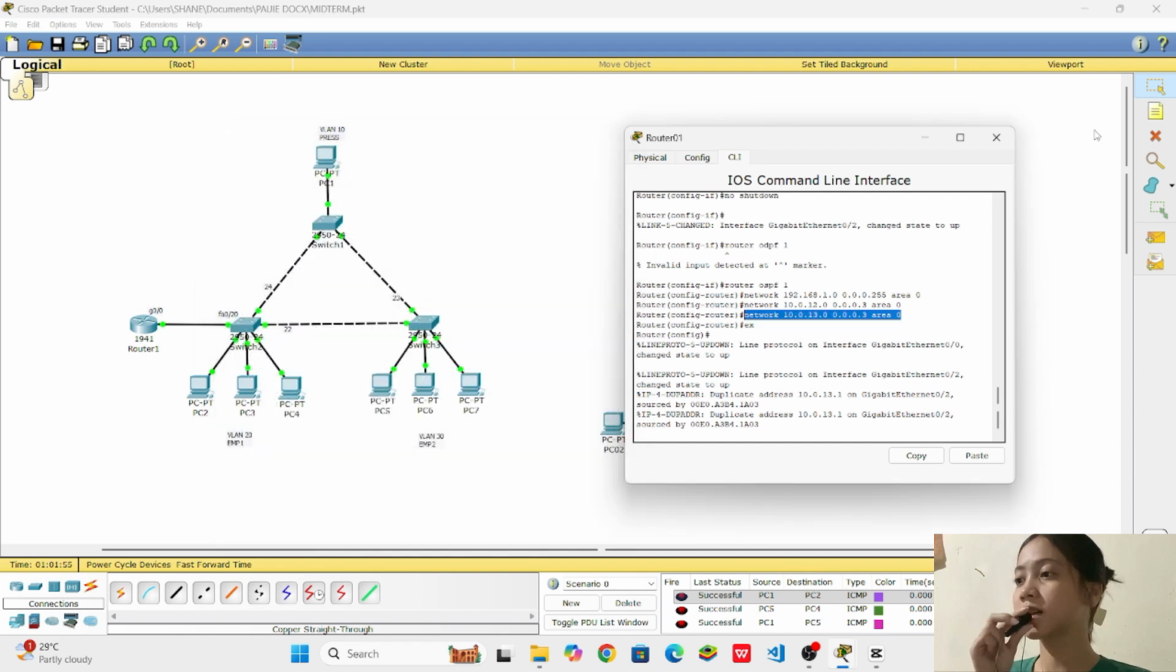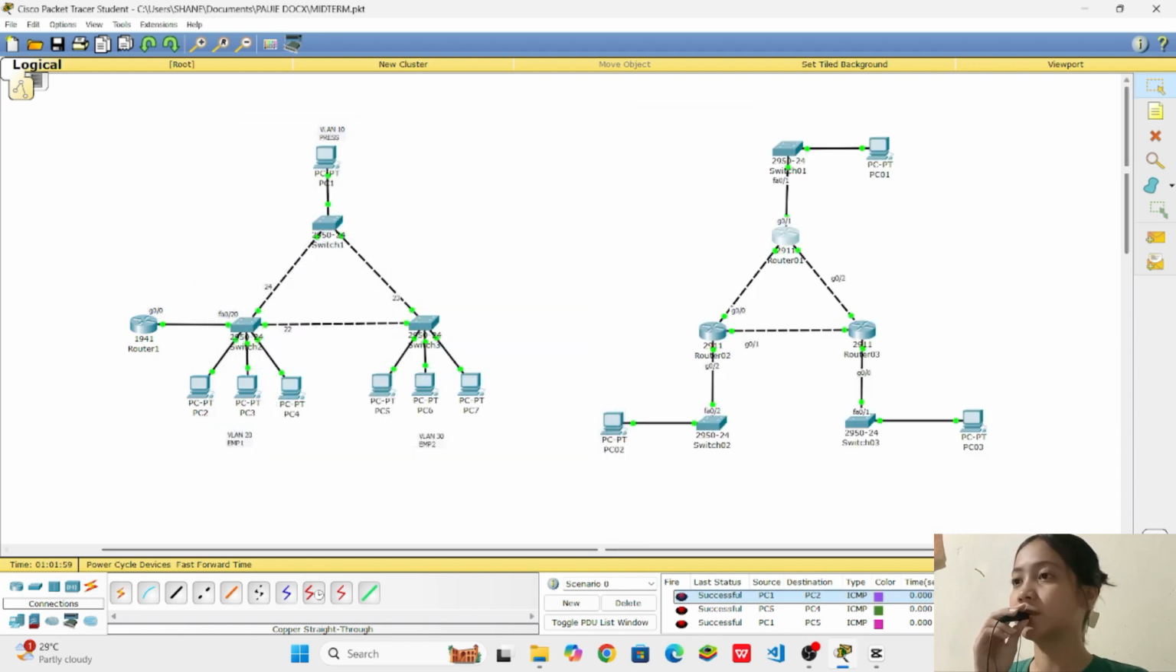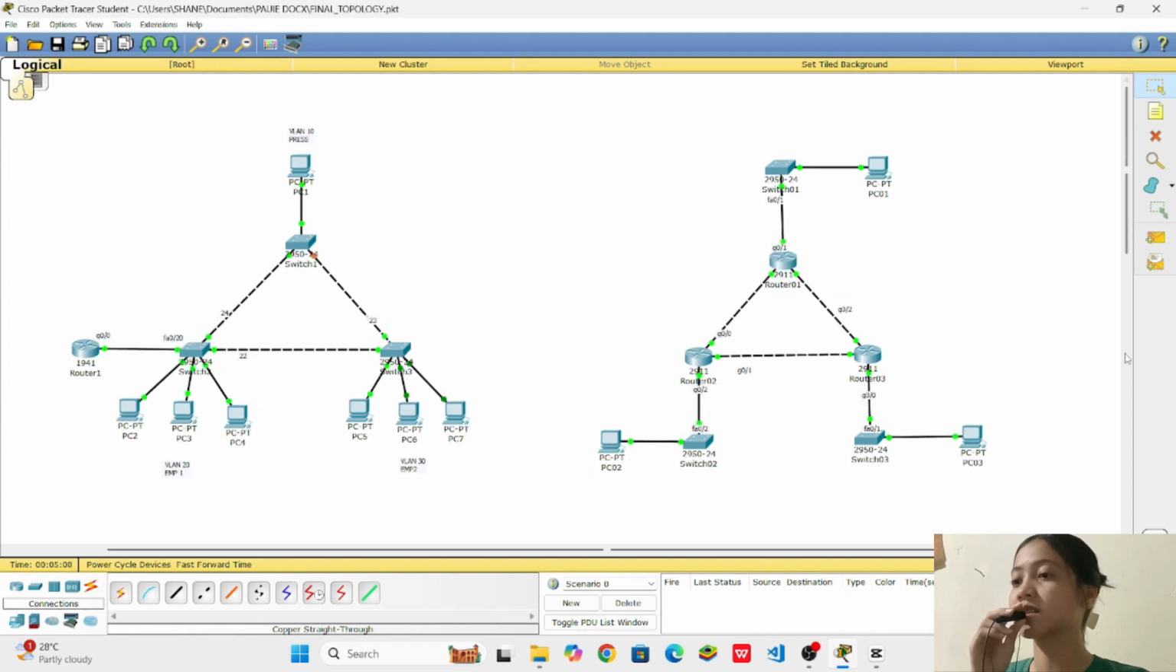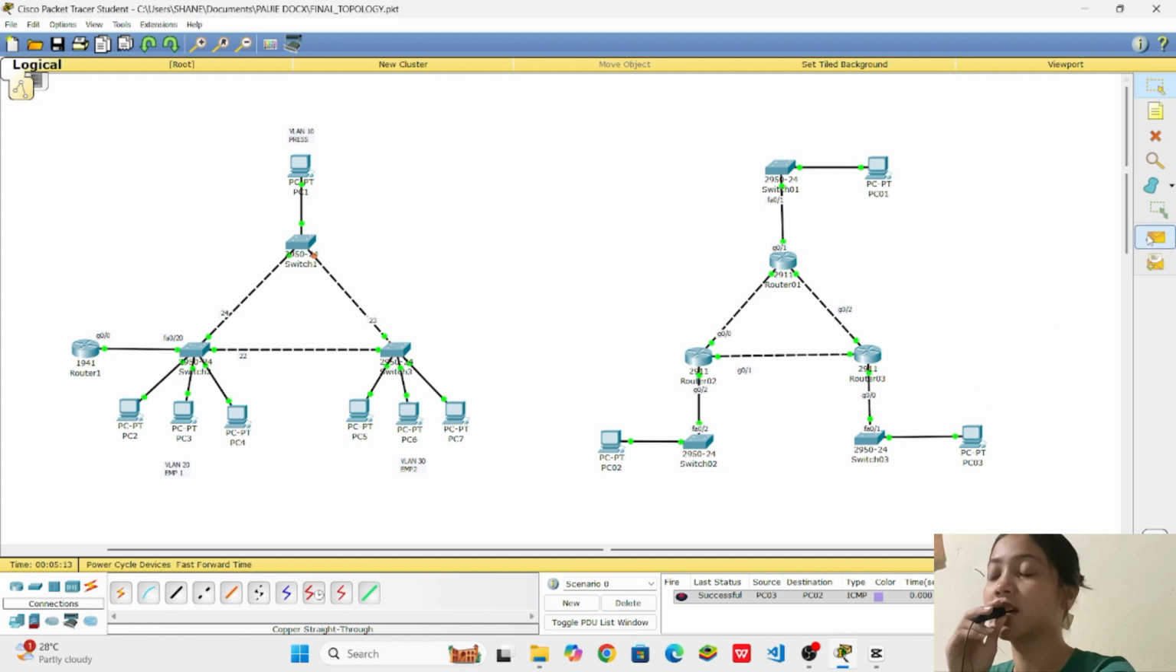This is the real time of the router protocol. As you can see, it is successful. We configured it successfully and correctly. Thank you, and that's all for my video.